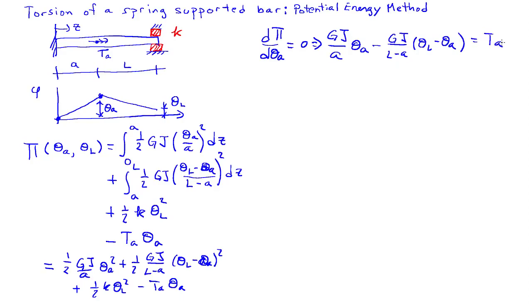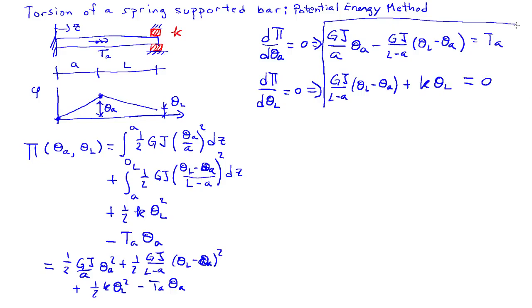So I've taken the derivative and moved T_A to the other side, and then the other equilibrium equation comes from stationarity with respect to theta L, and that's going to imply that GJ over L minus A times theta L minus theta A plus K theta L equals 0. And so what I have here is a set of equations.